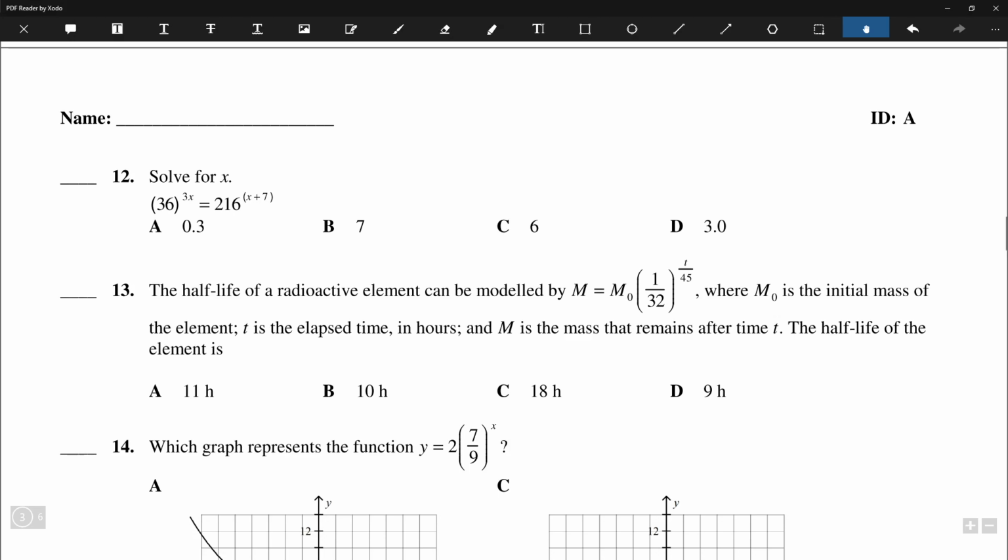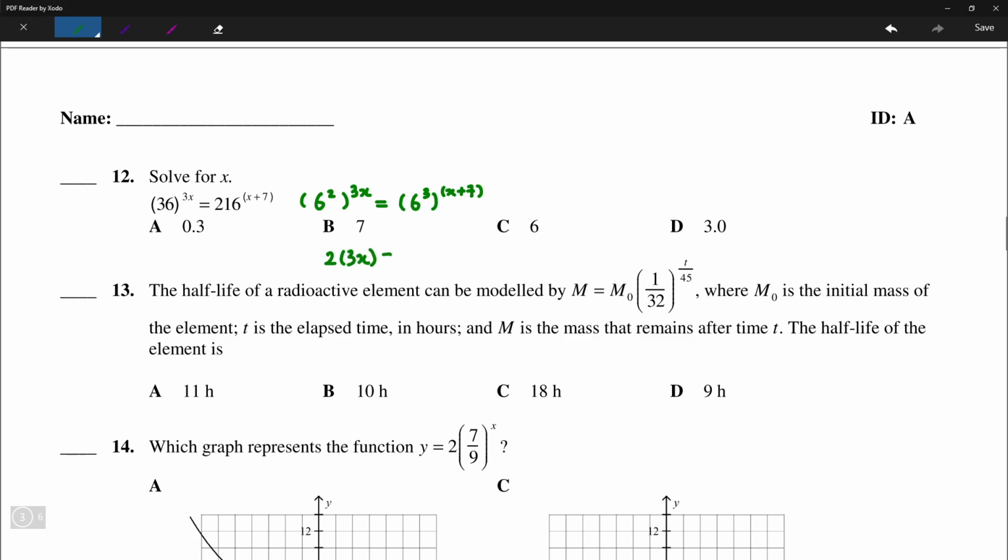Solve for x. Now, if we look at the 36 and then the 216, they have a common base of 6. So we can rewrite this as 6 squared, which is 36, to the 3x power on the left-hand side. On the right-hand side, 216 is 6 cubed, and that will be to the power of x plus 7. That means on the left-hand side, we actually have 2 times 3x. On the right-hand side, we have 3 times x plus 7. So we can solve this equation.